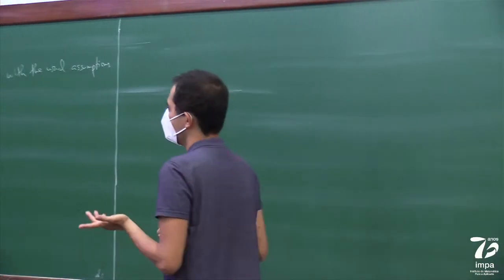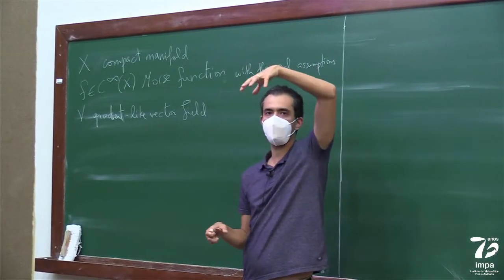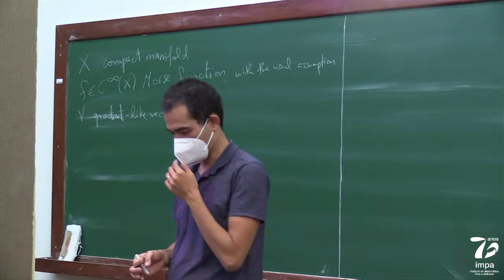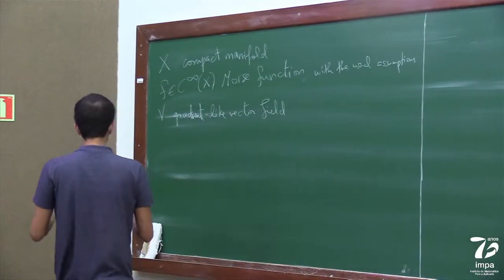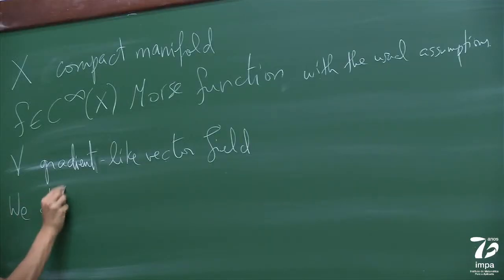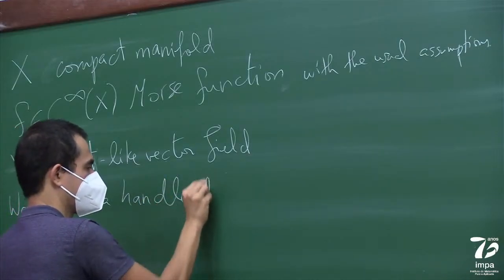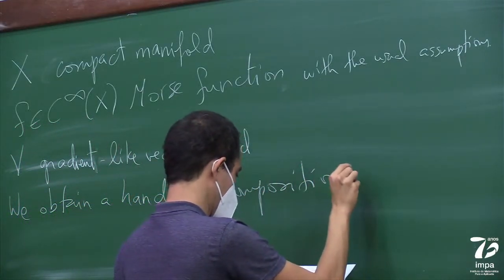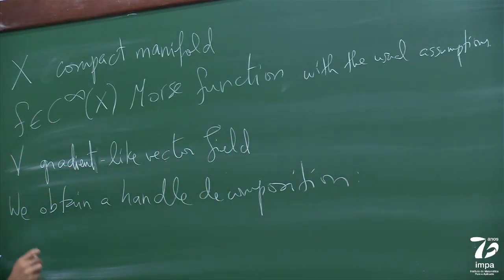So whether it has boundary or not is just whether you're going to have a last top-dimensional handle to close it off or not. Okay, so we don't really need to worry about that. But anyway, how do we reconstruct the manifold? So we obtain a handle decomposition basically as follows. What is a handle decomposition? You can think of it in the following way.